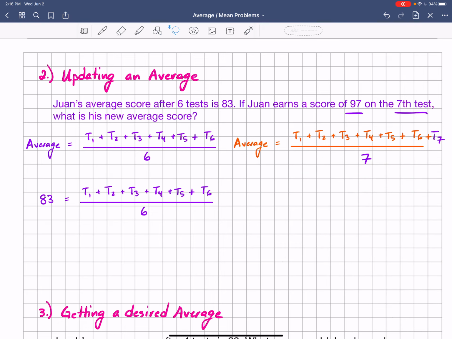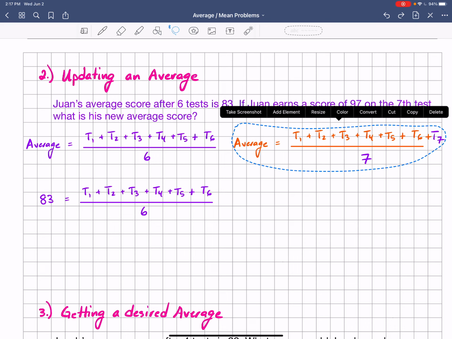Okay, so what we have here is the formula that we know we need for 6 tests to find the average. We've set ourselves up with the information given to us by setting that formula equal to 83, because 83 is an average. And our goal now is to use this formula and the information given to us to update the average and find a new average. So with this new formula, we can go ahead and plug in the 7th test score and see what we need to actually answer the question.